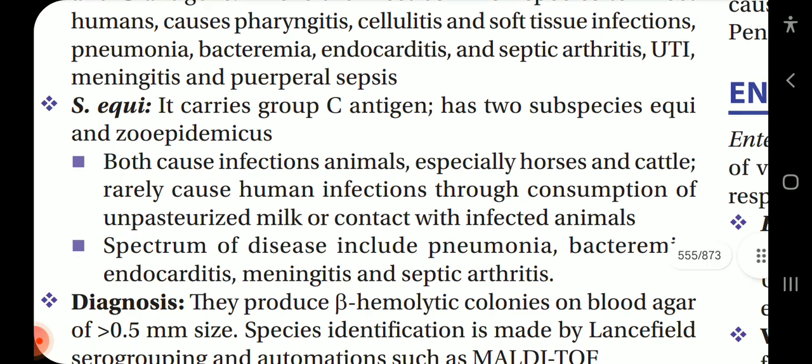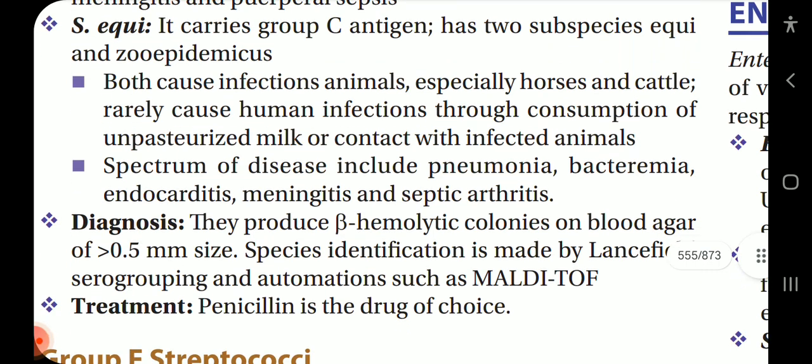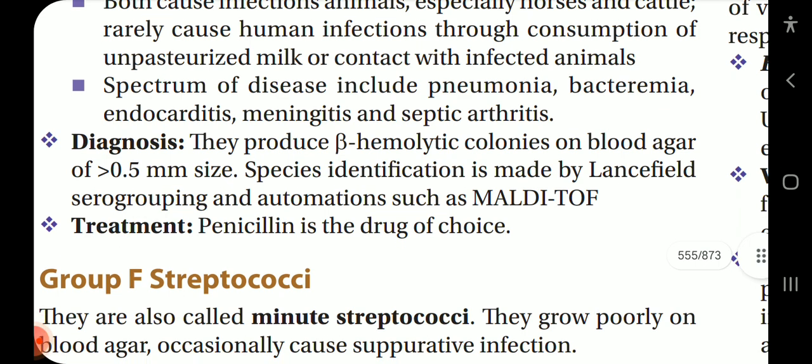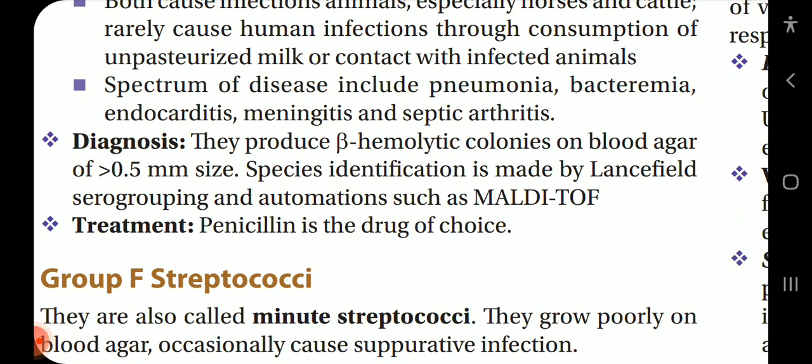puerperal sepsis. Streptococcus equi carries group C antigen and has two subspecies, equi and zooepidemicus. Both cause infections in animals, especially horse and cattle, and rarely cause human infection, through consumption of unpasteurized milk or contact with infected animals. Spectrum of disease includes pneumonia, bacteremia, endocarditis, meningitis, and septic arthritis.